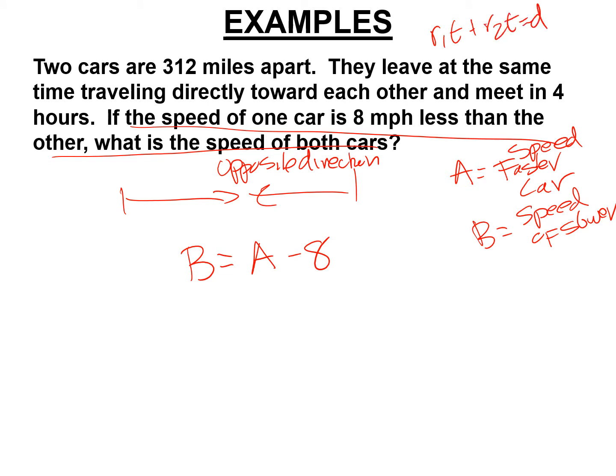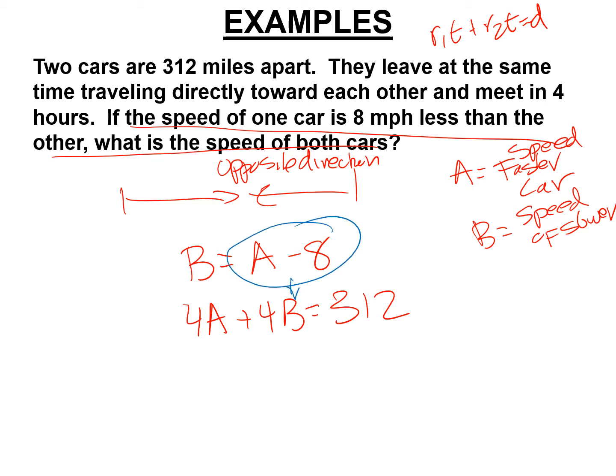So then we're trying to find A and B, and we know they're going 4 hours again. So it's 4A plus 4B, and they went a total of 312 miles, right? They started 312 miles apart. We want to know when they reach each other. So we have our two equations. Now we're going to substitute. We've done the hard part.